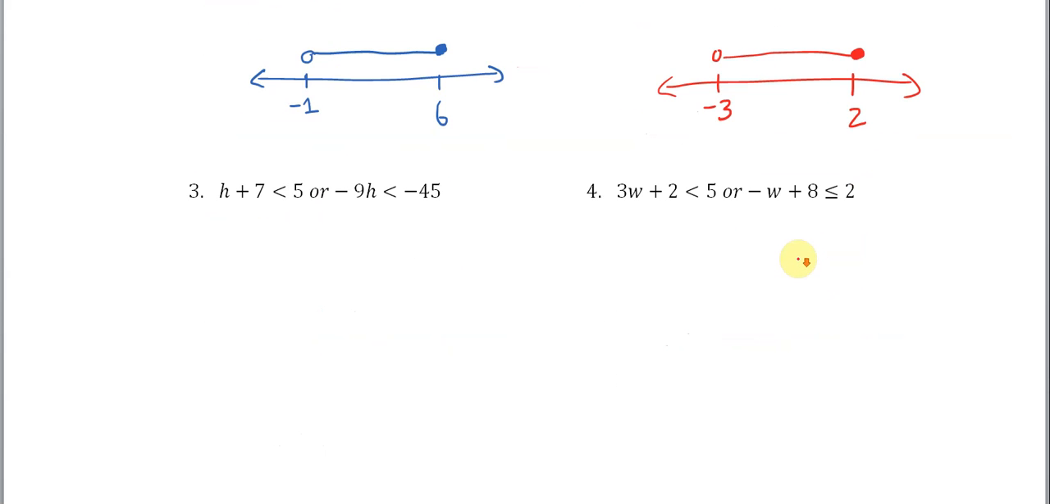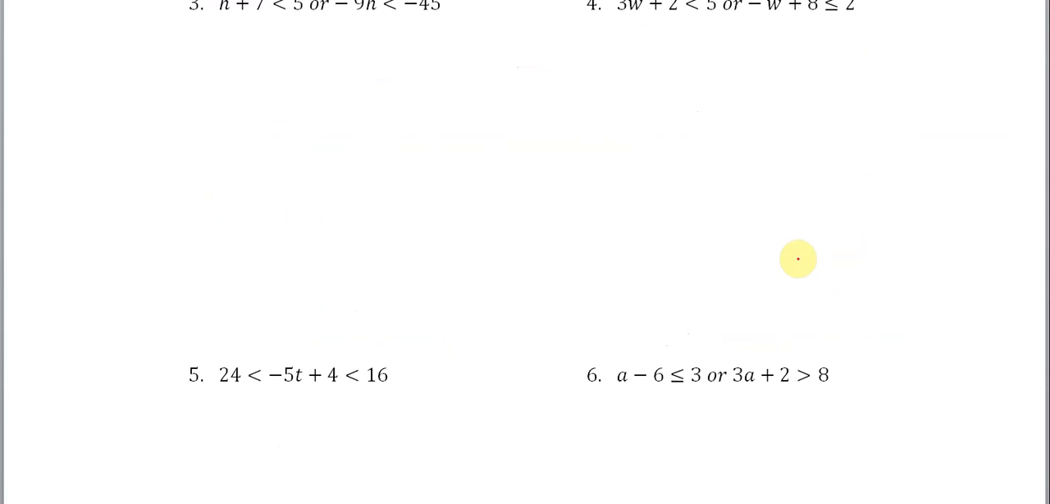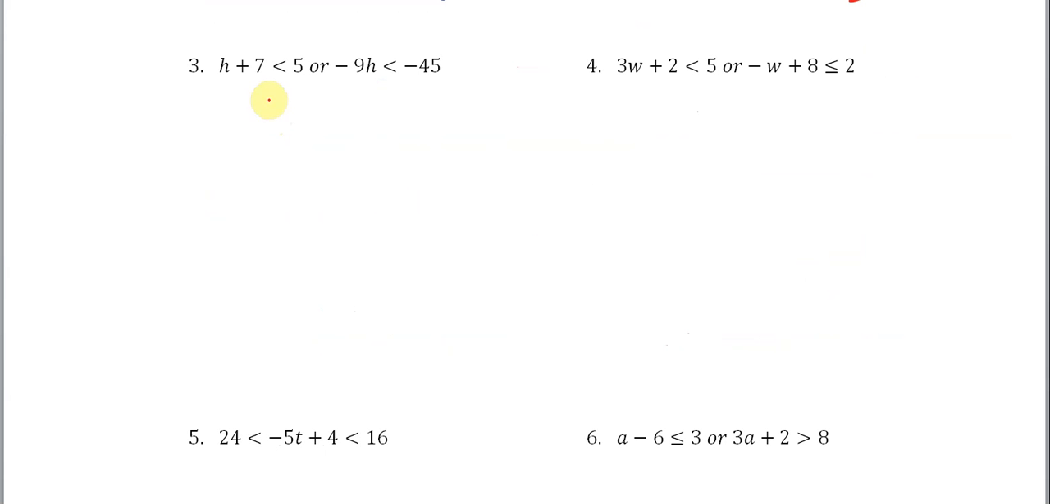All right, let's solve a couple more here. So there are 4 problems on here that are remaining. I'm going to solve 2 of them, and I'm going to ask you to solve the other 2 by yourself. So h plus 7 is less than 5, or negative 9h is less than negative 45.